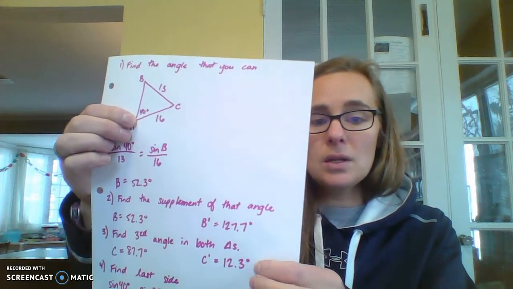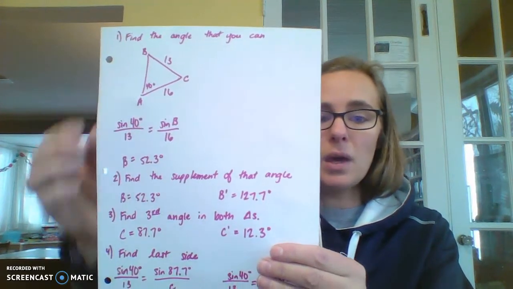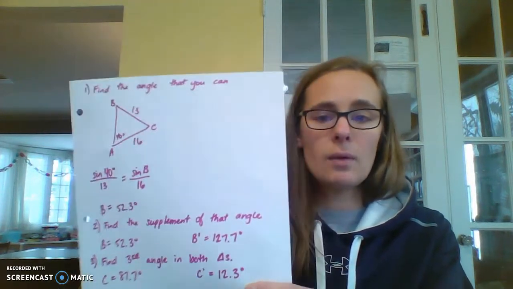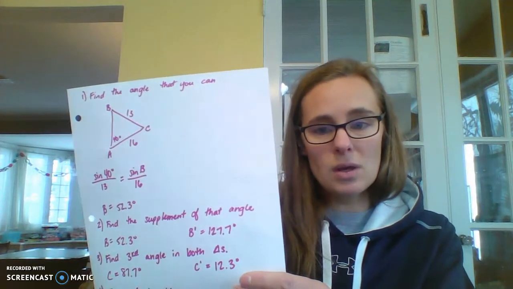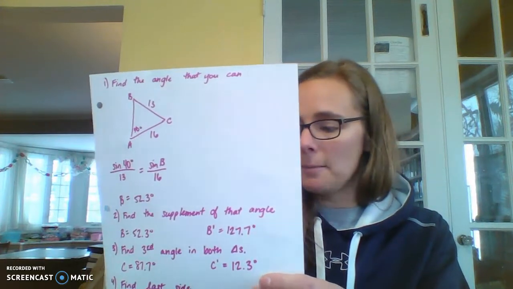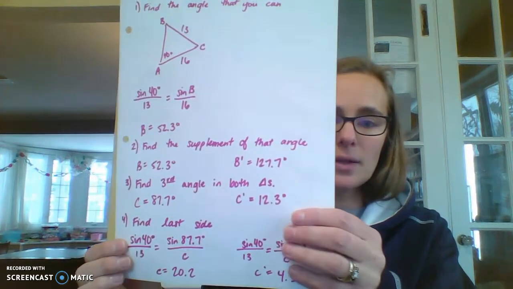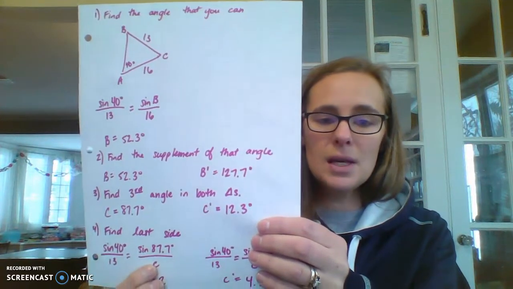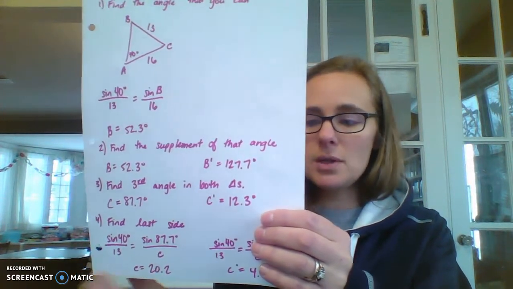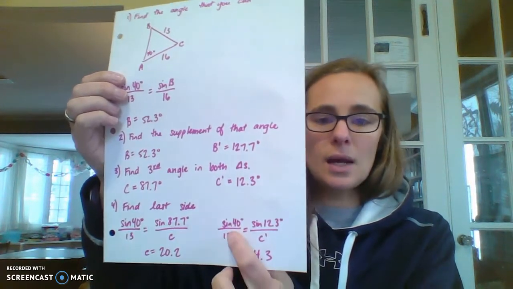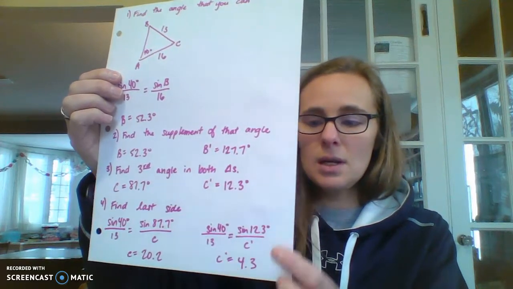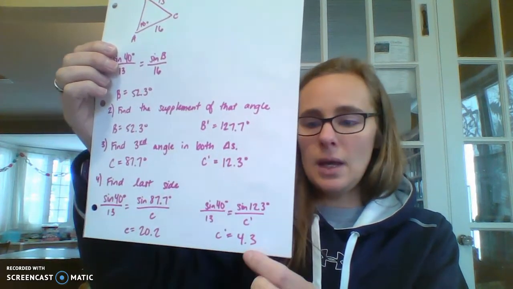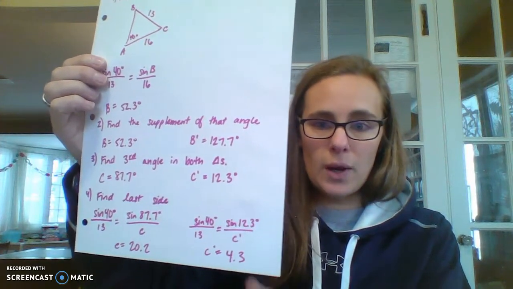So then we need to find the last side for both of them. Be careful. We're finding C and C prime. So again, I would recommend pausing, set up how you think you would do it, come back, check. So here's what I've got. So sine of 40 over 13 is equal to the sine of 87.7 over C. So we get that C is 20.2. And then for C prime, sine of 40 degrees over 13 is equal to sine of 12.3 degrees over C prime. You get that C prime then is 4.3.